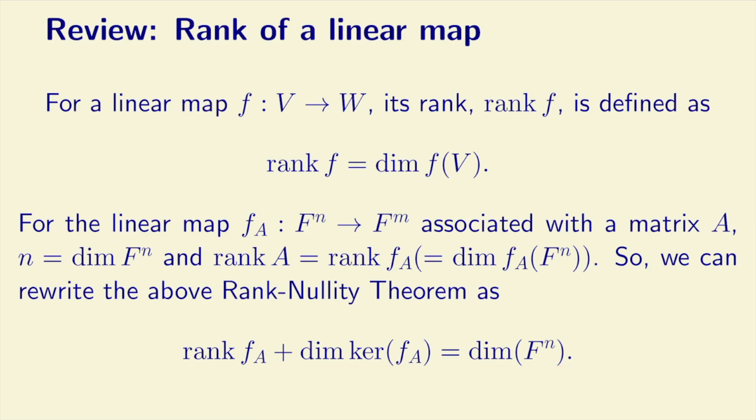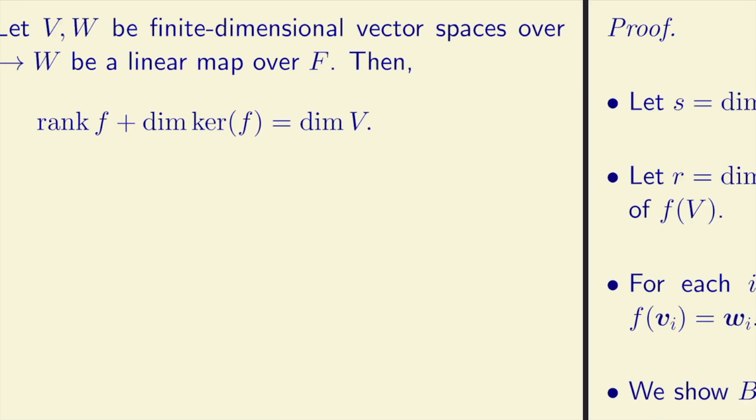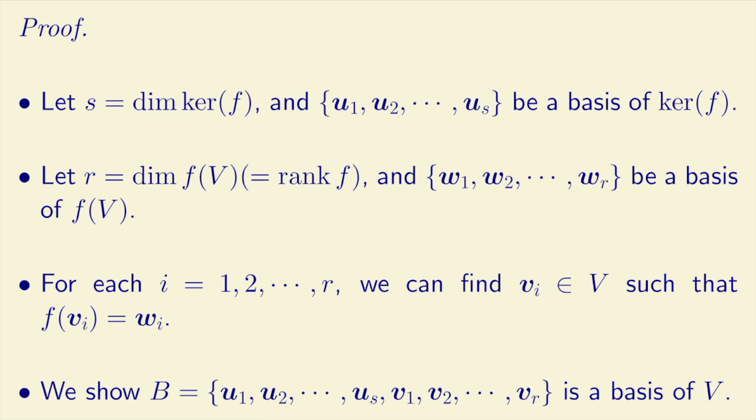Wait, so the rank of a linear map is just the dimension of its image, and the number of columns from the matrix theorem is just the dimension of the starting vector space. Exactly. The notes formalize this in Theorem 4. For any linear map F from a finite dimensional vector space V to a finite dimensional vector space W, we have rank F plus dimension of the kernel of F equals dimension of V. I see. So it's a generalization of the matrix theorem we already know. Exactly. Let's walk through the proof. It's a bit long, so let's take it slow.